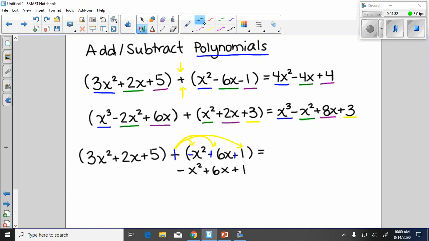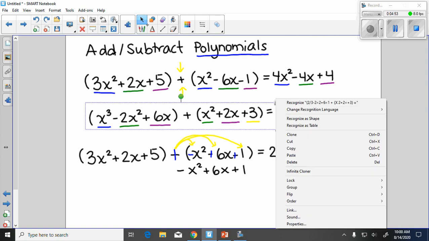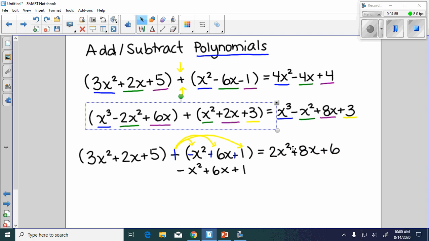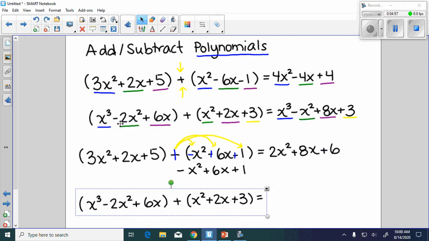Then 3x squared minus 1x squared is 2x squared. 2x plus 6x is a plus 8x. And 5 plus 1 is a positive 6. The difference of those 2 polynomials, the 2 that are at the very top of the page, that difference is 2x squared plus 8x plus 6. Let's see if I can do the same thing down here, look at that.